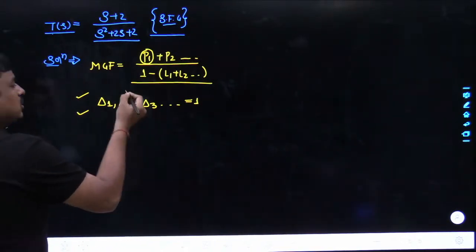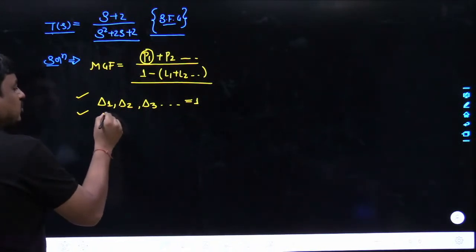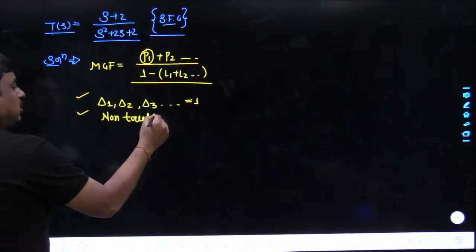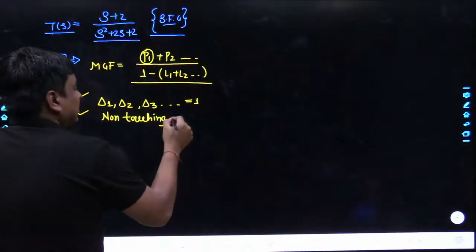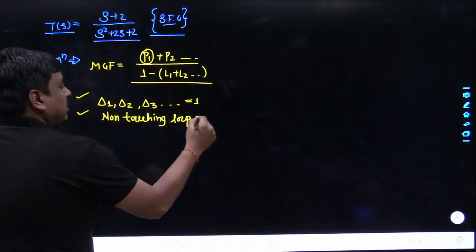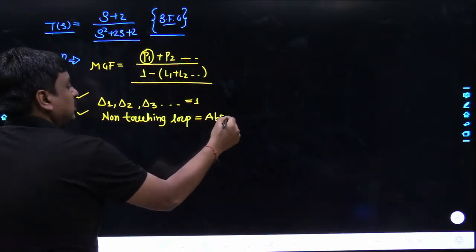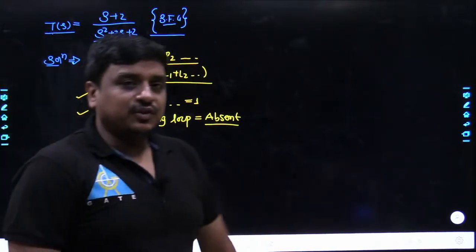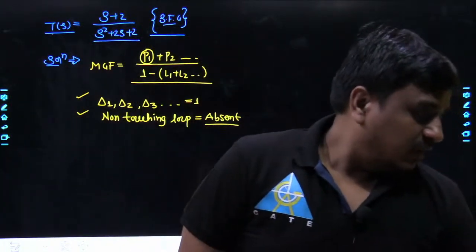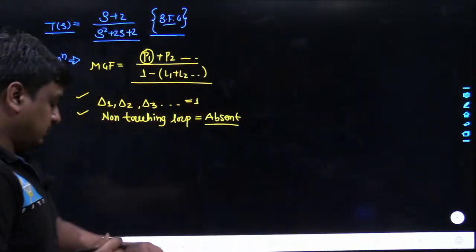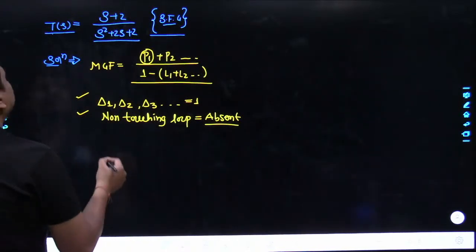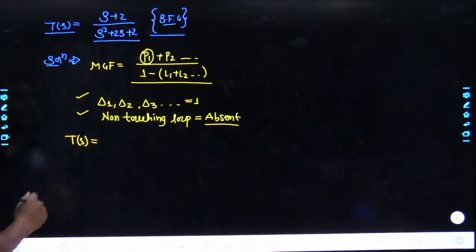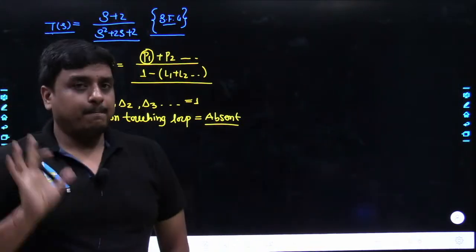The second one is the concept of non-touching loops. The concept of non-touching loops is absent. That means all of the loops are touching. Taking the reference of this concept, we would move forward. Agreed? How will we move forward? See, try to understand this. So again, I would recall what my transfer function was. For the time being, it is nothing but T of S. Agreed?